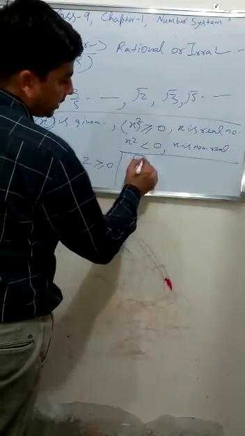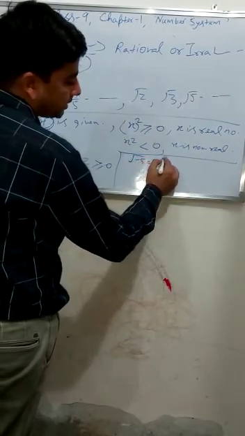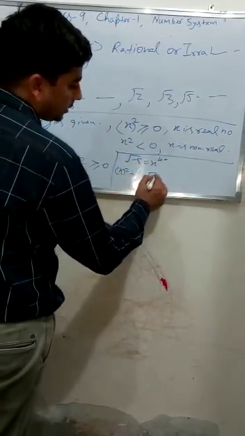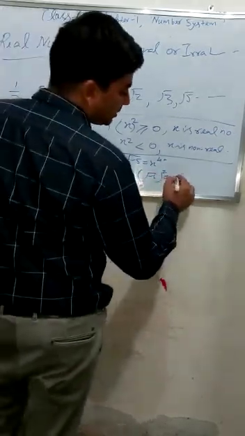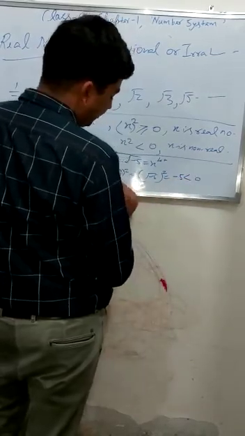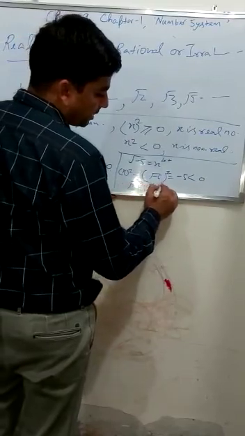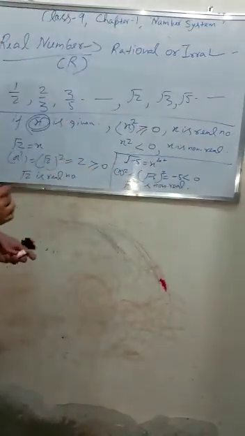Okay, suppose the number is under root minus 5, then check whether it is real or not. Let me consider it as x, then we do the square of x, that is under root minus 5 square. When you do under root minus 5 square, this is minus 5. What about minus 5? Minus 5 is less than 0. Therefore, under root minus 5 is non-real.